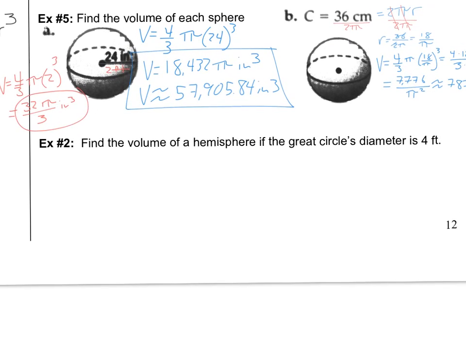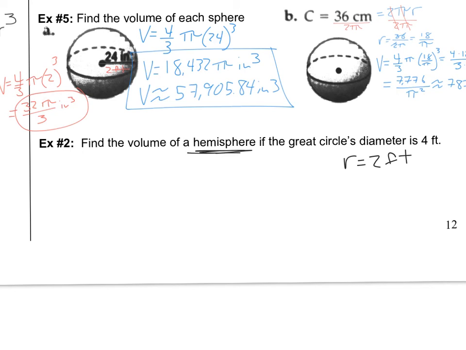All right, this last one says, find the volume of a hemisphere if the great circle's diameter is 4 feet. Now, again, the great circle is just the circle right in the center. So if the diameter of the whole great circle is 4 feet, then that means the diameter of the sphere is 4 feet. That's all it really means. So that means that the radius is 2 feet. And that's all we really need for this.